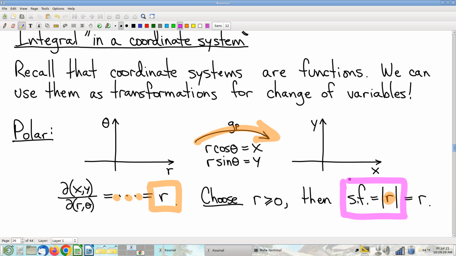So, absolute value of r is our stretching factor. I don't like absolute values. I think y'all are probably with me on that one. All else being equal, I don't want to have absolute values in my integrand. It's just, I have to deal with cases.